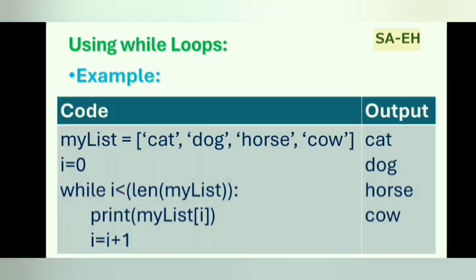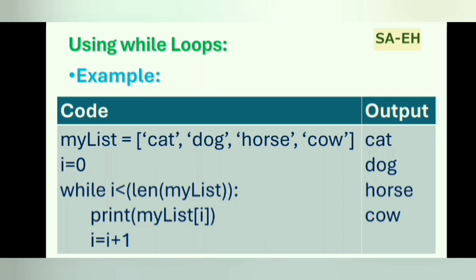Using while loops. In this example, the first thing I did was create a new list with the 4 string elements cat, dog, horse and cow and assign it to the variable mylist. The index variable i is initialized to 0. We used a while loop to iterate over each item in the list. This loop traverses the list and displays each item on a line.